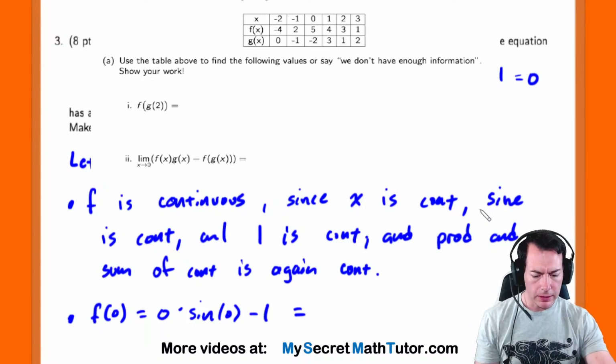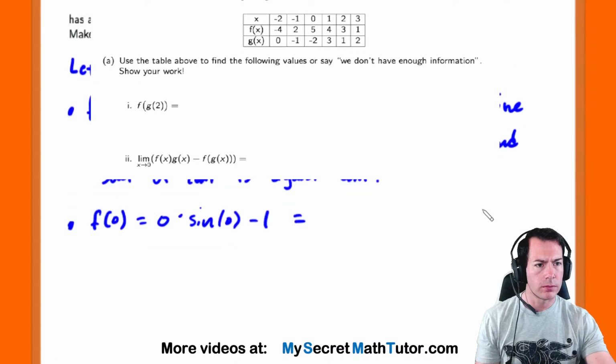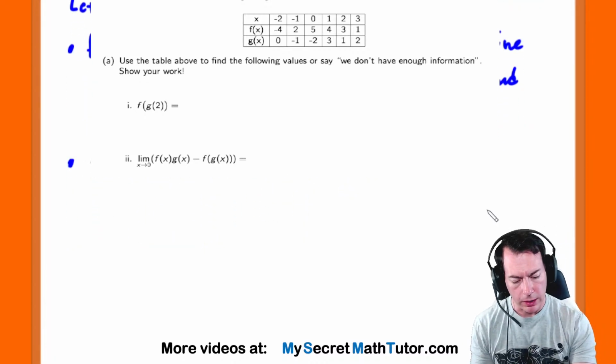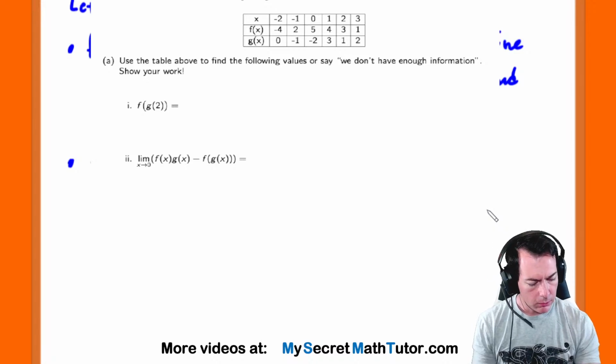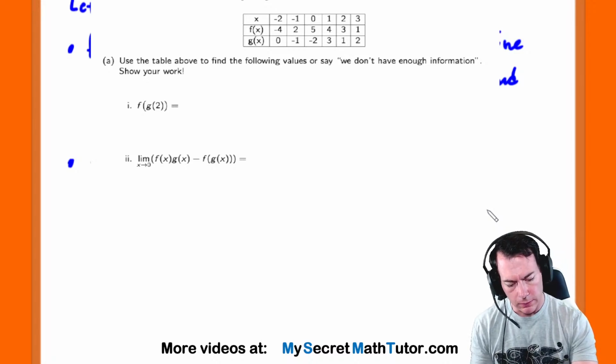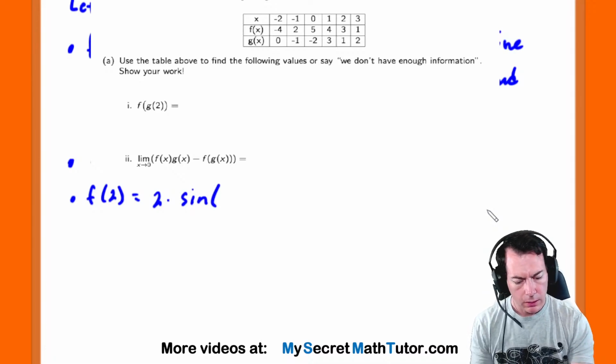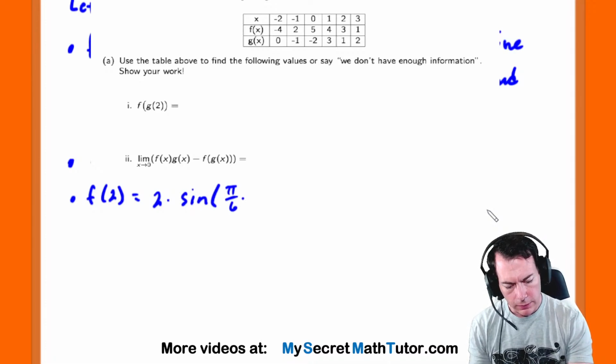All right, so plugging in 0, what does that go to? Well, 0 times sine will give us 0. Subtract 1, and we get negative 1. So this is negative. Right, now let's plug in the value of 2. So 2 times sine of pi over 6 times 2, minus 1.